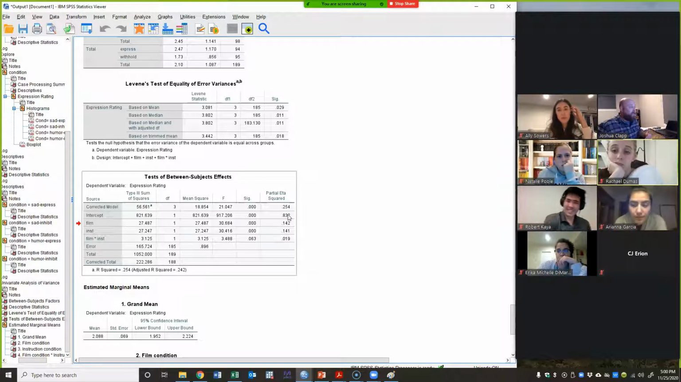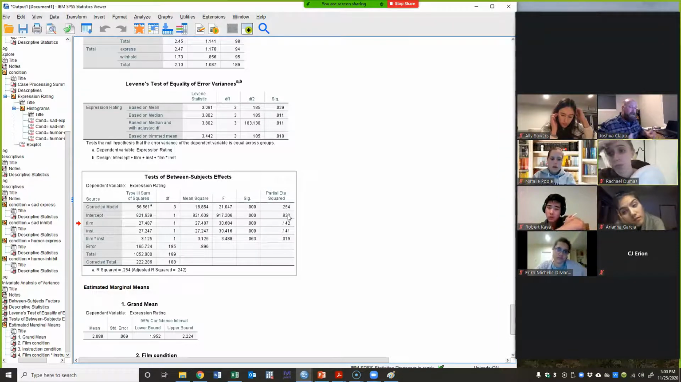but the omnibus test doesn't tell me where. This is something to think about as we're running our ANOVA designs. If I've only got 2 levels of my factor, it makes things a little bit easier because I already know. Here I have very strong evidence for a main effect of film, where I'm seeing more expressive behavior in response to my amusement film than my sadness film.